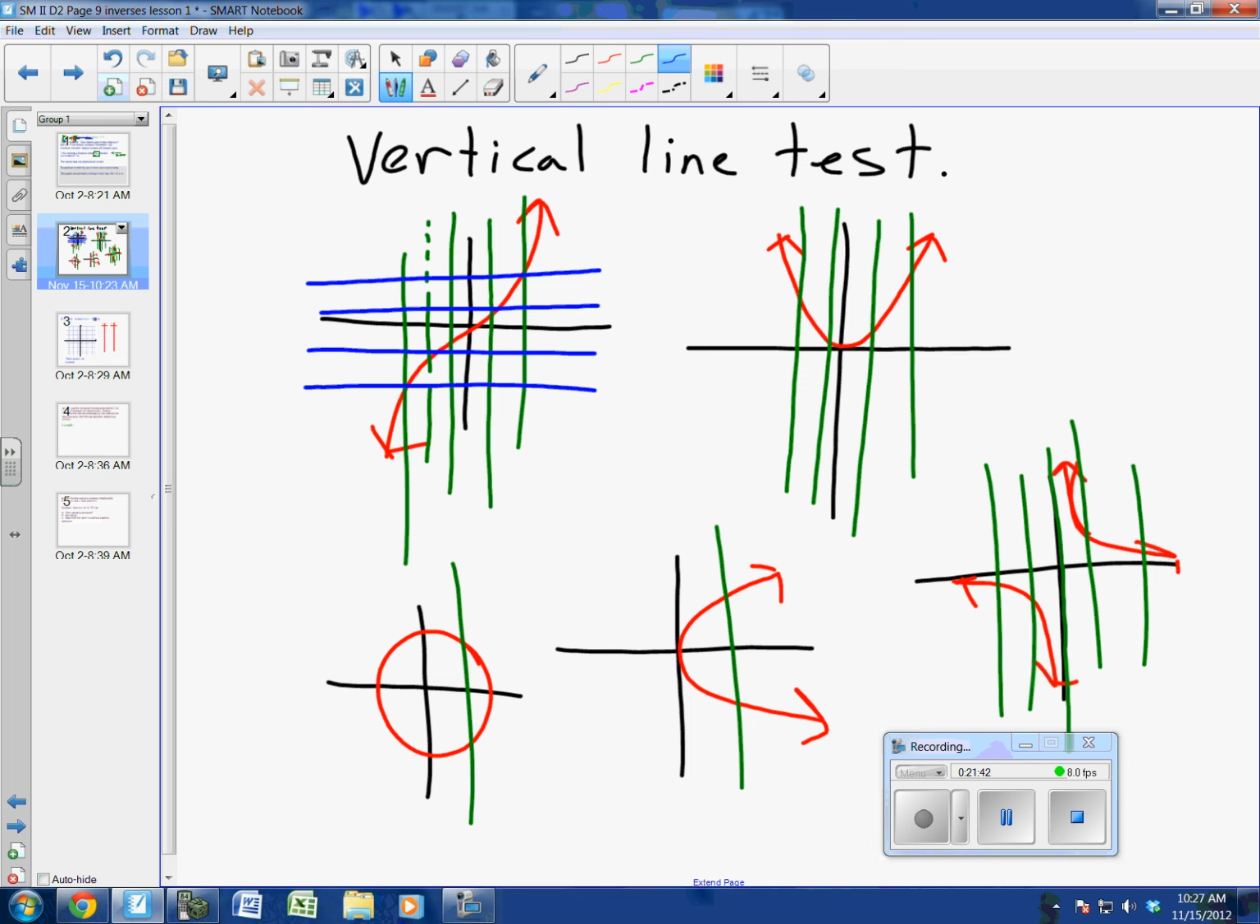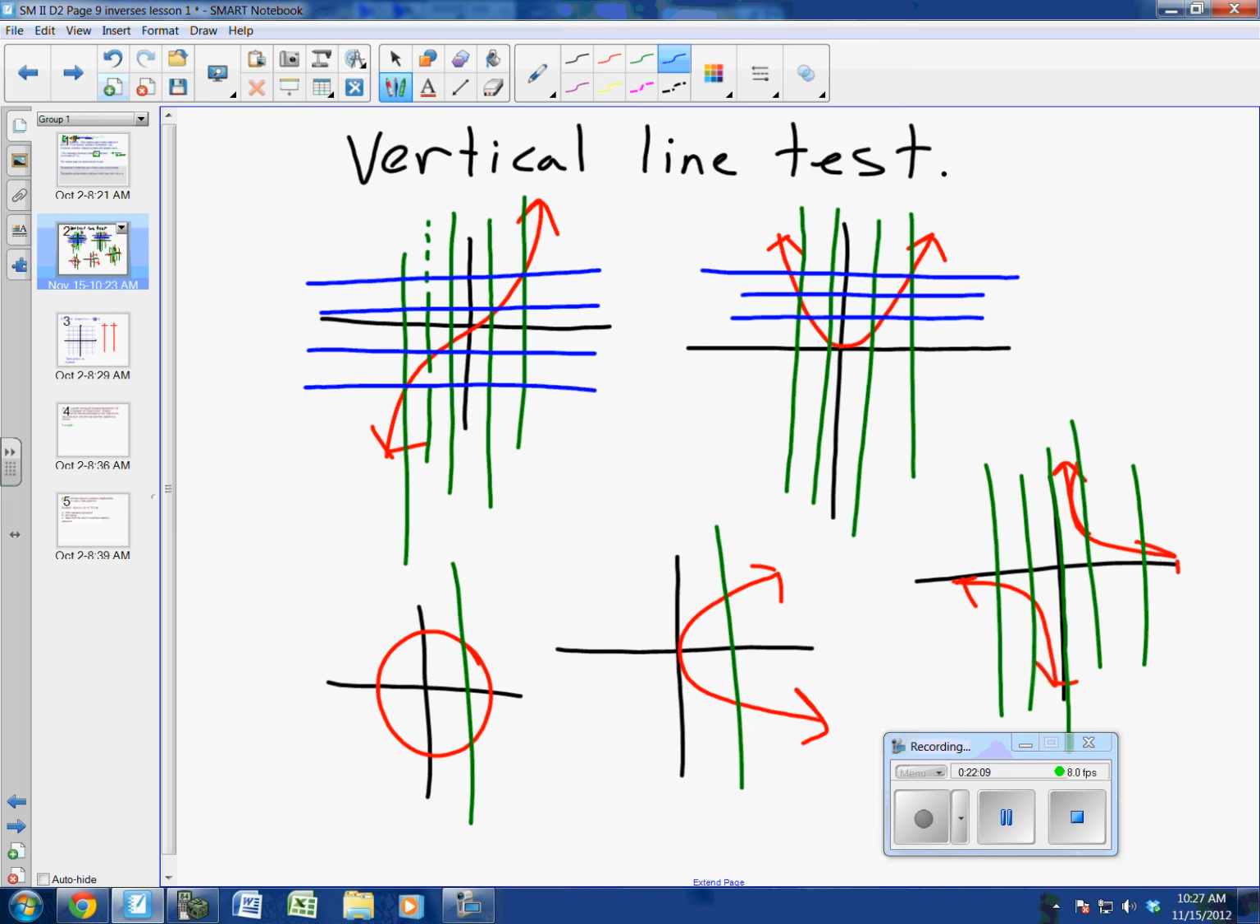What about a quadratic function? Okay, no, because all those horizontal lines are going to pass through it more than once. Everybody write this down. A quadratic function does not have an inverse.